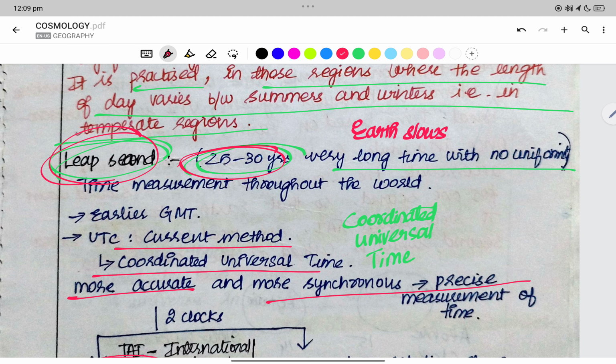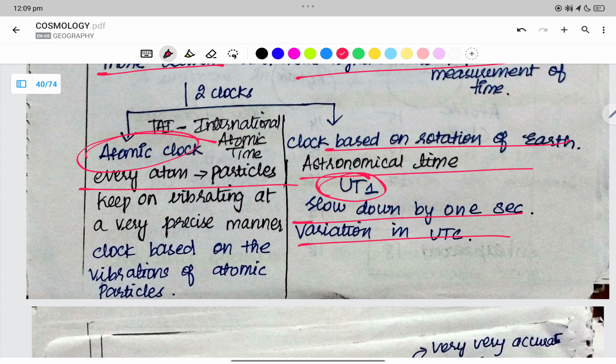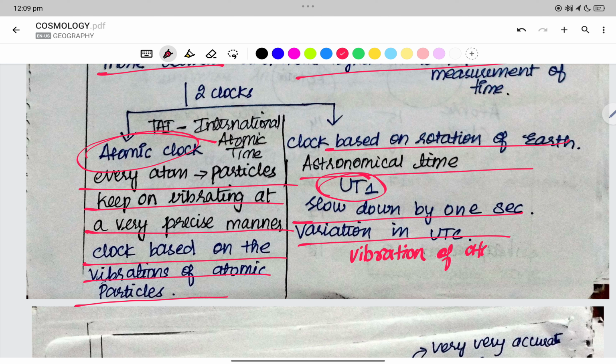Earth slows down, therefore there are changes, right? Whereas atomic clocks are very precise. Every atomic particle keeps on vibrating in a very precise manner. The clock is based on the vibration of the atomic particles.